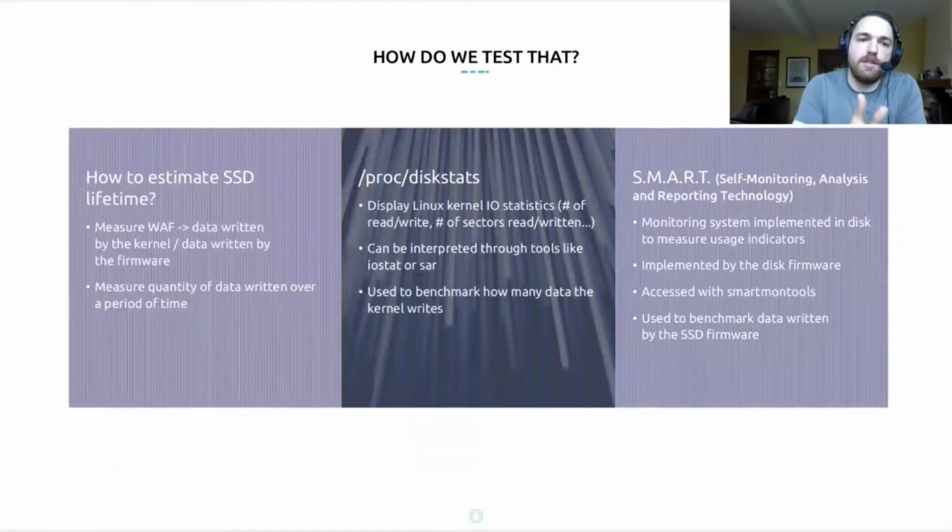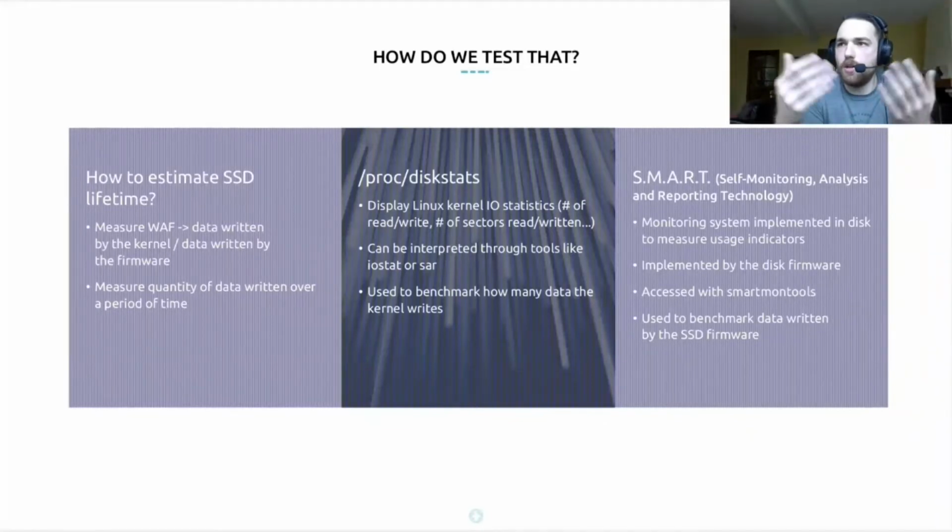So the first thing is, how do we actually measure what we are trying to improve? We can't improve something if we can't measure it because we just don't know if it's efficient or not. So typically, to estimate the SSD lifetime, the main thing is to measure the write amplification factor, so the ratio between the data written by the kernel and the data written by the firmware, and measure the quantity of data written over a period of time. Then you can estimate how long your SSD will hold the data you are writing to.